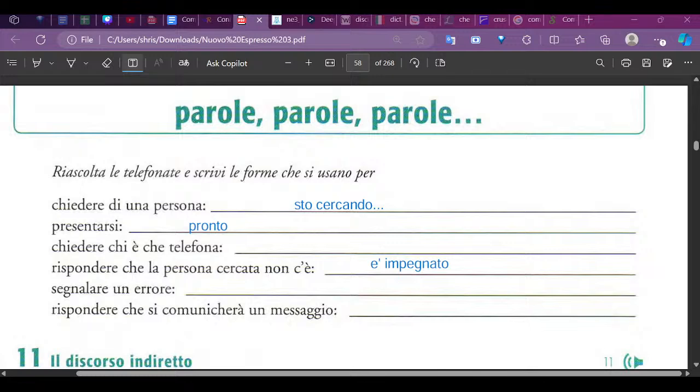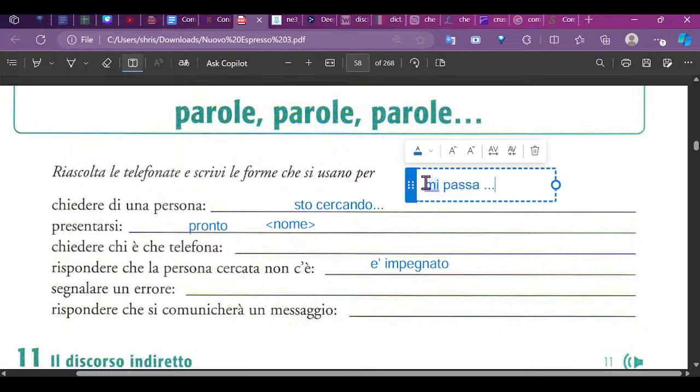Le nostre linee sono momentaneamente occupate. Restate in attesa per non perdere il turno. Pronto, studio Moretti. Buonasera, mi passa il dottor Moretti, per favore. Chi lo desidera? Sono l'ingegner Magistri. Buonasera, ingegnere. Senta, il dottor Moretti è impegnato.